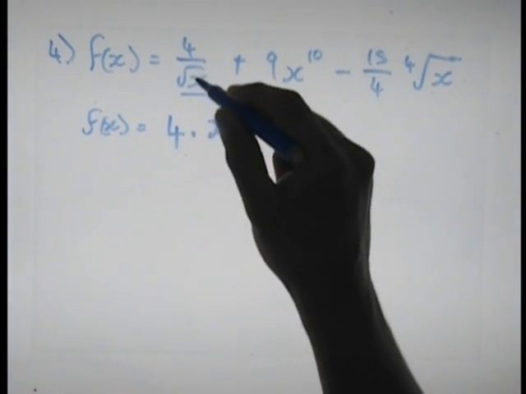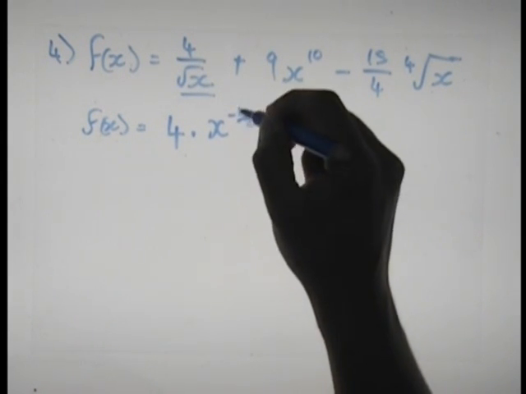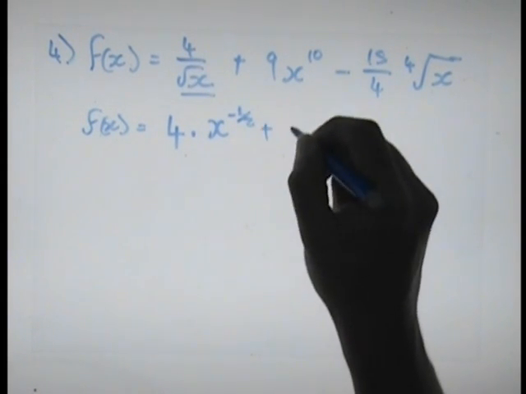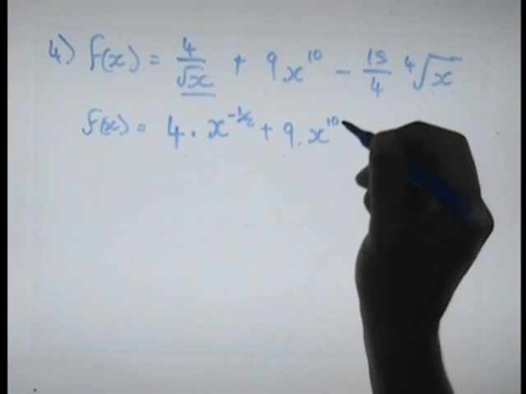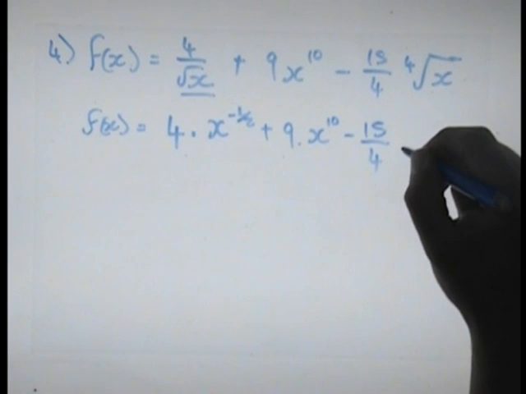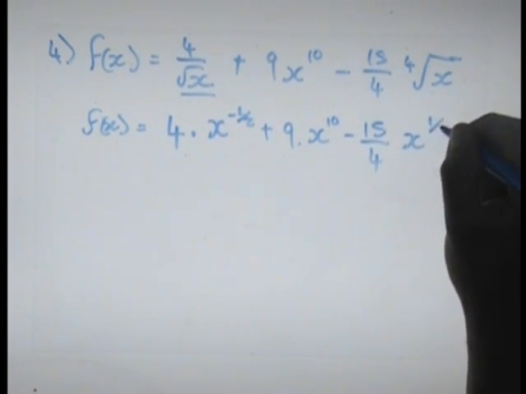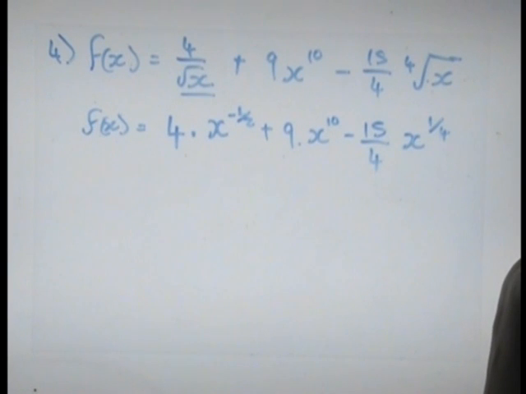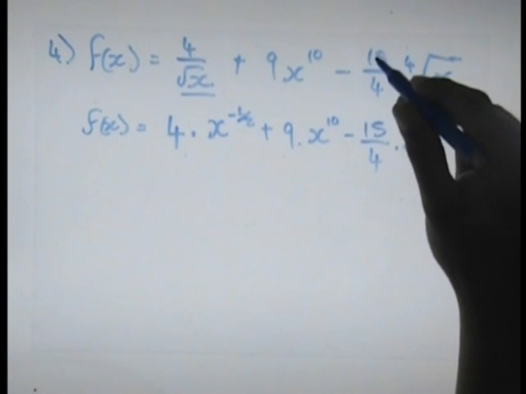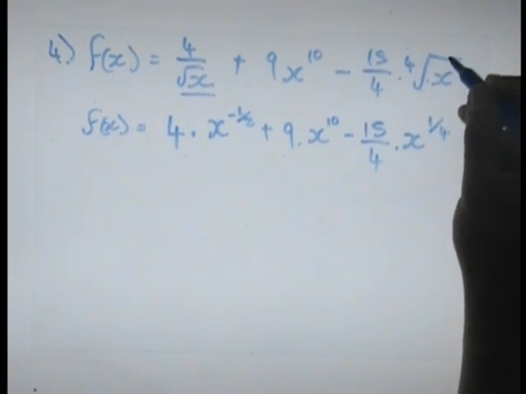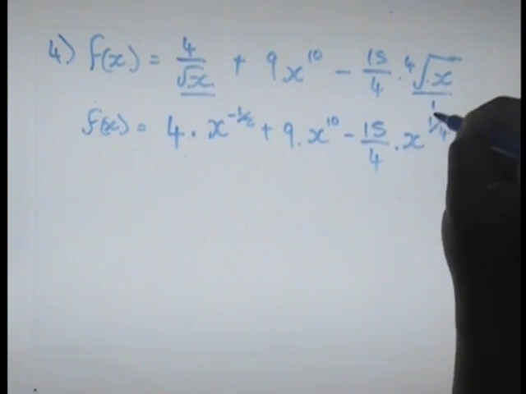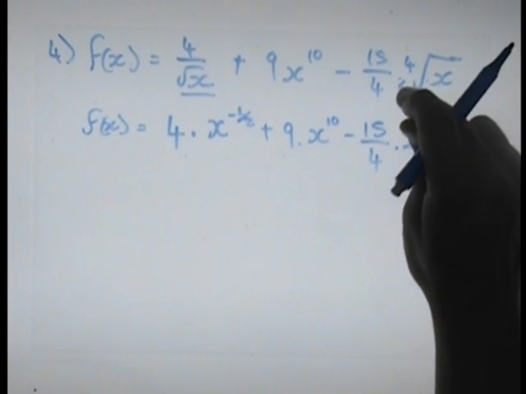Negative exponent because I'm taking the denominator to the top, to the exponent a half because I've got the square root of x, plus 9 times x to the power 10, that can stay as is, minus 15 over 4 multiplied by x to the power 1 over 4. Please note that because it's 15 over 4 multiplied by all of this, it is as if it's part of the numerator, as if it's that over 1 multiplied by 15 over 4.